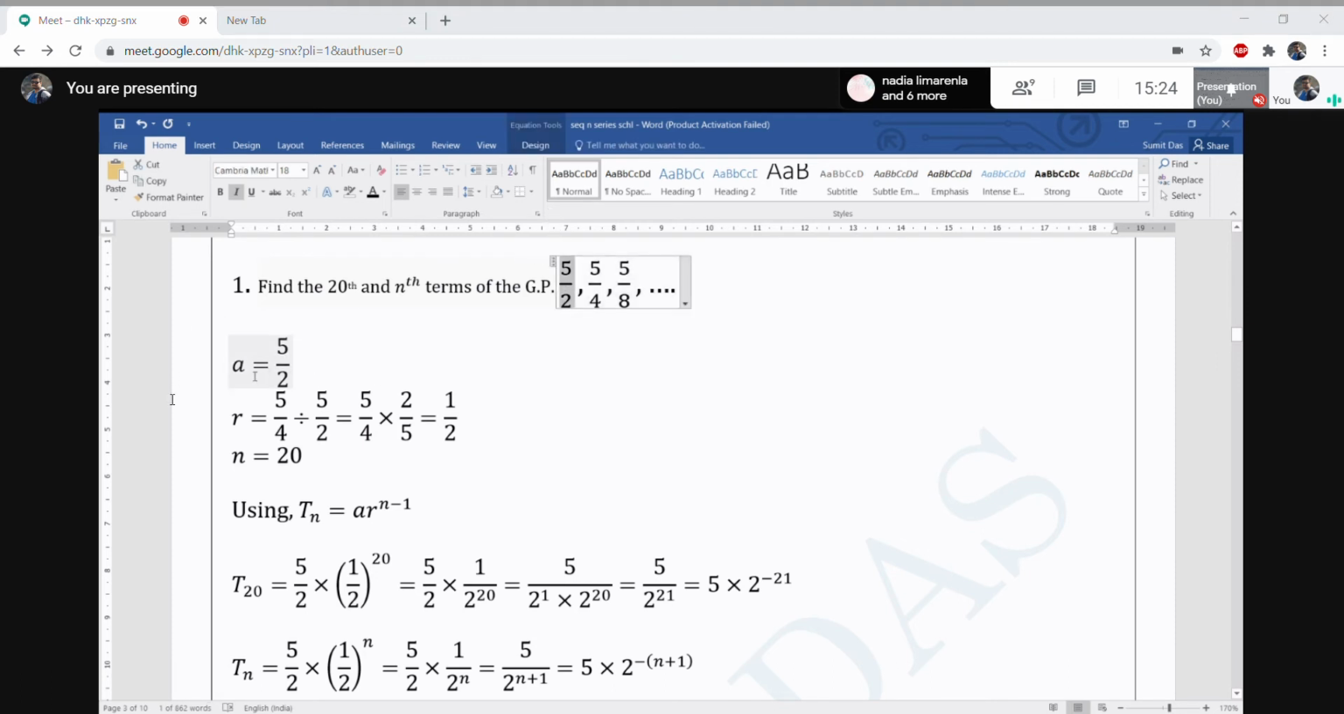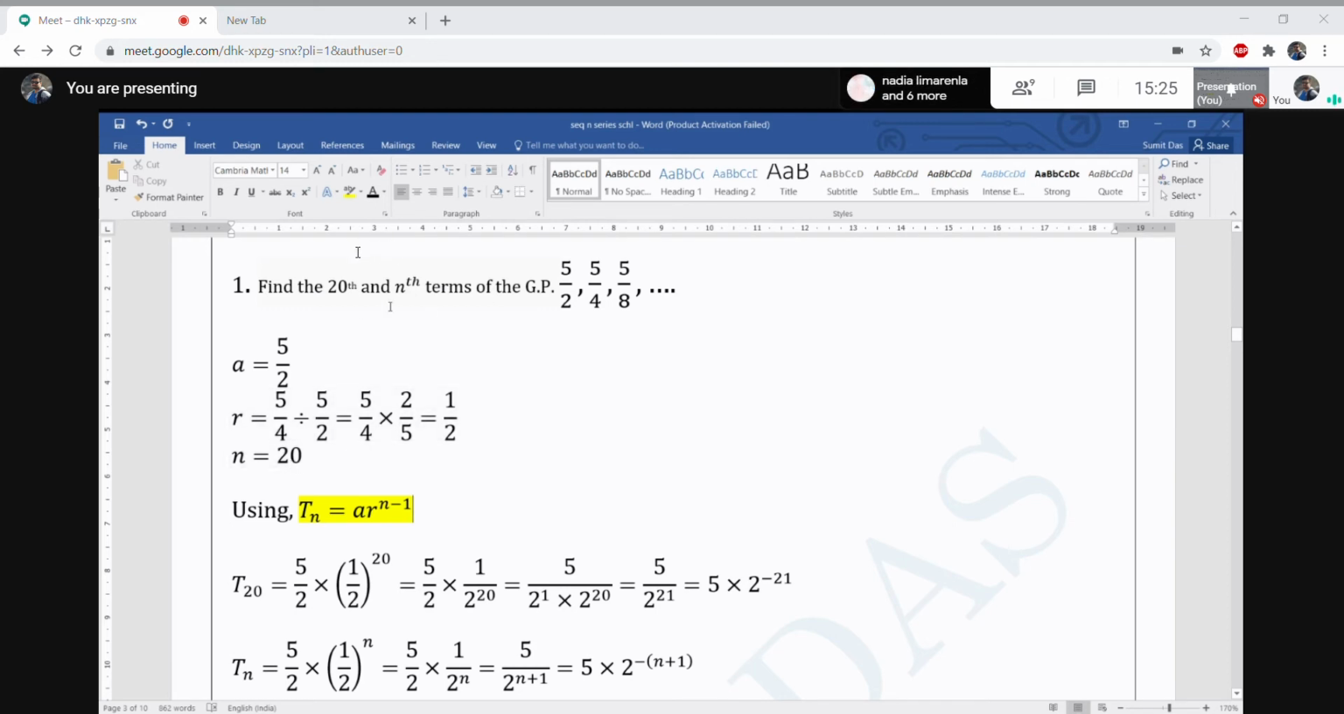So a, r, n, we have to look, our formula is this. So we have to basically find a, r and n. So a we already got, 5 by 2. How to find r? r means second term divided by first term. So second term is 5 by 4 divided by 5 by 2. After multiplication, we will get 1 by 2. So r value is 1 by 2.